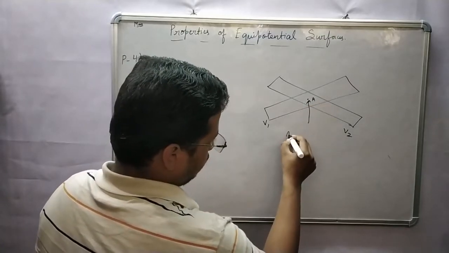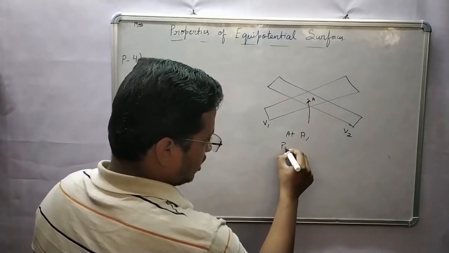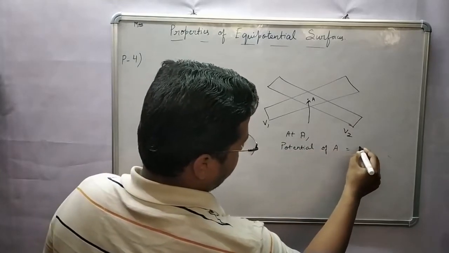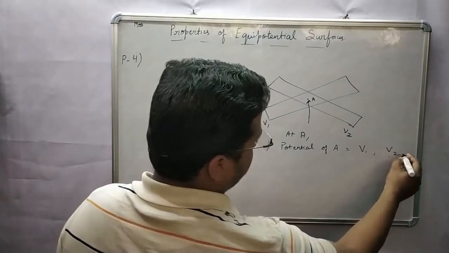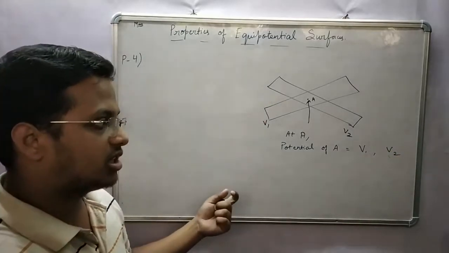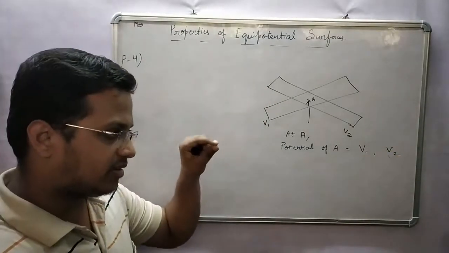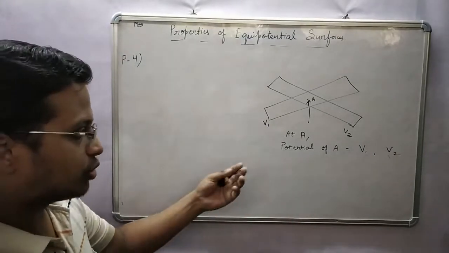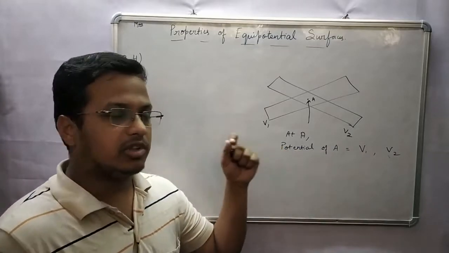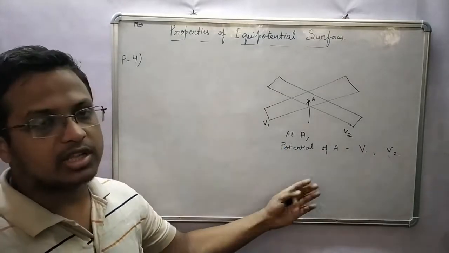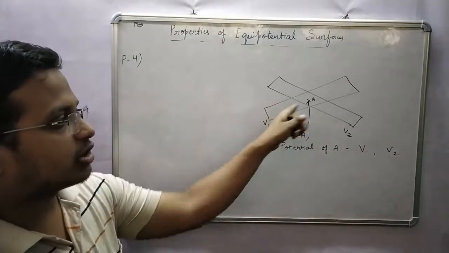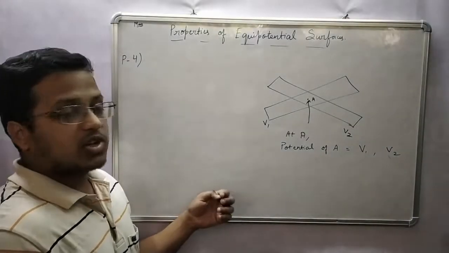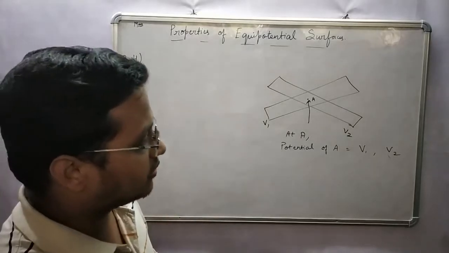So at A, potential of A will be V1 as well as V2. But potential is a scalar quantity and at a given point there is only one value of potential. So two values of potential is never allowed or do not exist. Hence, two equipotential surfaces cannot intersect each other. This was the last property of equipotential surfaces.